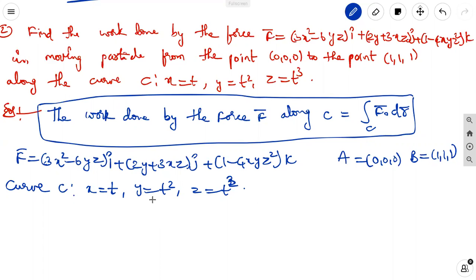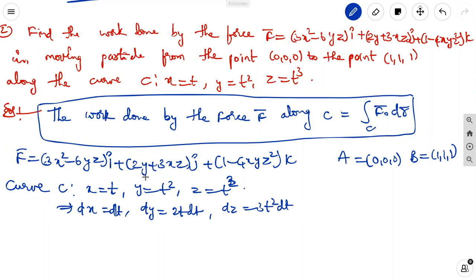The curve is defined in terms of only a single parameter, that is, a single variable t. Now we are differentiating those variables. X equal to t means dx equal to 1 dt. Y equal to t square means dy equal to 2t dt. Here dz is equal to 3t square dt.